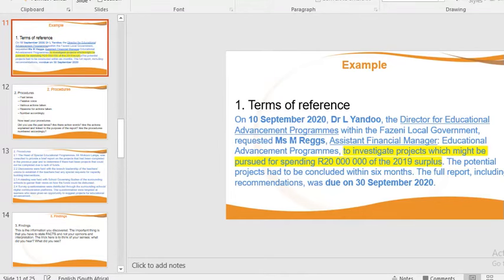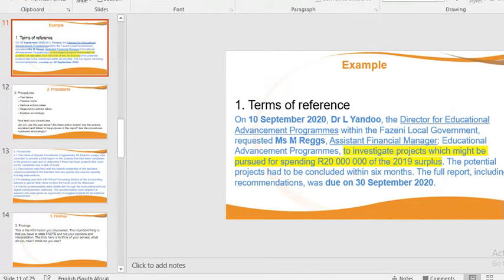Okay, on 10 September 2020, Dr. L. Yandu, the Director of Educational Advancement Programs within the Fazane local government, requested Miss M. Rags, Assistant Financial Manager, Educational Advancement Programs, to investigate projects which might be pursued for spending 20 million rand of the 2019 surplus. The potential projects had to be concluded within 6 months. The full report, including recommendation, was due on 30th September 2020.